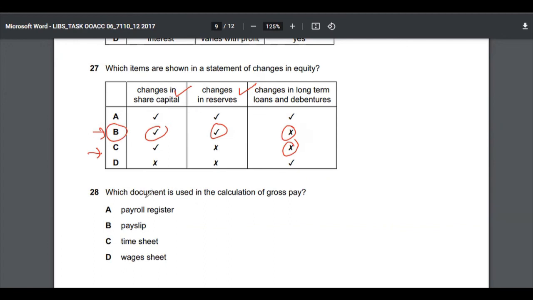Let's look at multiple choice 28: which document is used in the calculation of gross pay, right? So how does the company calculate gross pay? That's using your timesheet, right? So you're using your timesheet. So the answer to multiple choice 28 is option C.